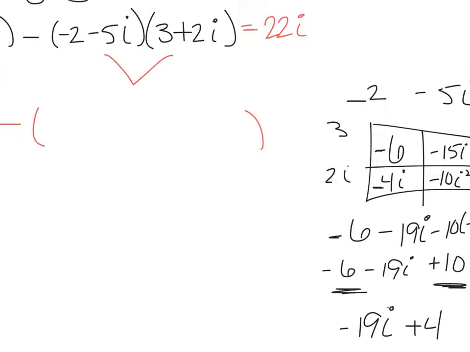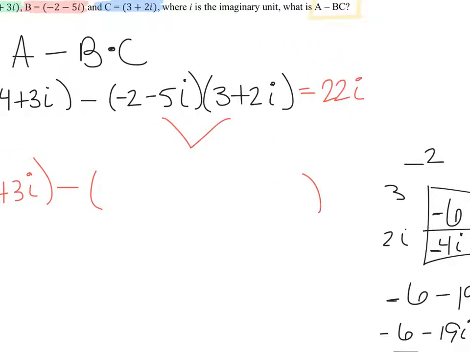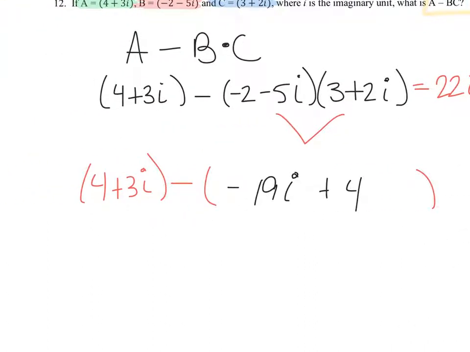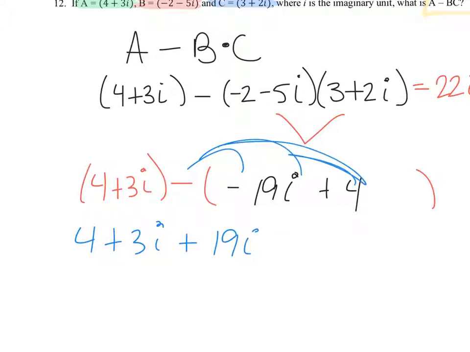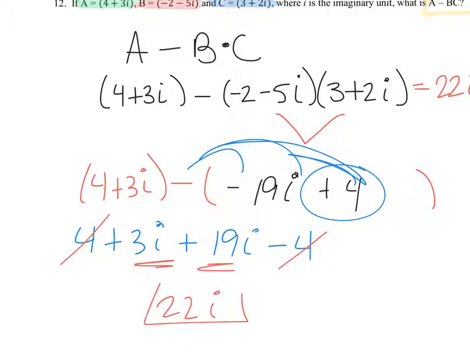So I'm going to put that in here. Minus 19i plus 4. And what I'm going to do now is I'm going to distribute that negative. So I ended up getting 4 plus 3i. Negative, negative makes a positive 19i. And then, sorry, this should be going here, to make that a negative 4. And what happens is your 4's cancel out, and you end up adding these guys to get your answer of 22i.